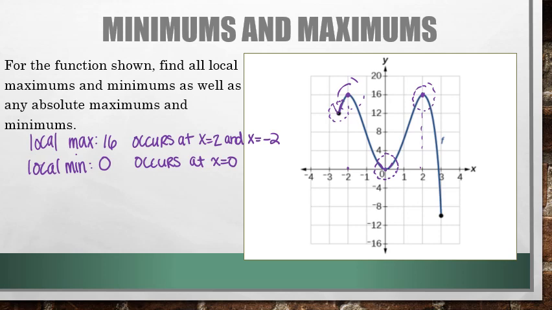For finding the absolutes though, those are the absolutely biggest value that the function takes on and the absolutely smallest value the function takes on. So here, the absolute largest value this function takes on is 16. And for the minimum, the absolute smallest value the function takes on is, I would estimate, about -10. Again, this is not considered a local minimum because there are no values on the right-hand side of that point. So that's just an absolute minimum.